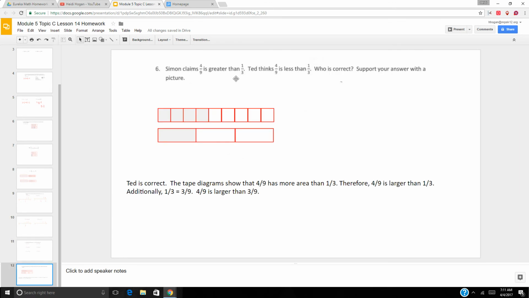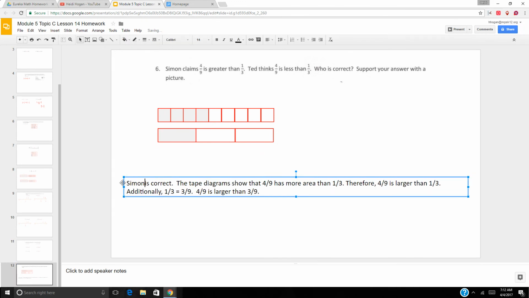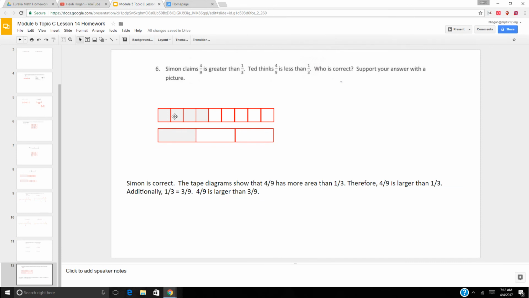Simon claims 4/9 is greater than 1/3. Ted thinks 4/9 is less than 1/3. Who is correct? So we needed to draw our diagram. So this is 4/9 and this is 1/3. Well, Ted was correct. Oh, what did I say? 4/9 is less than... No, Simon is correct. Sorry, what did I do? Simon is correct. 4/9 has more area than 1/3. So that means 4/9 is larger or greater than 1/3.